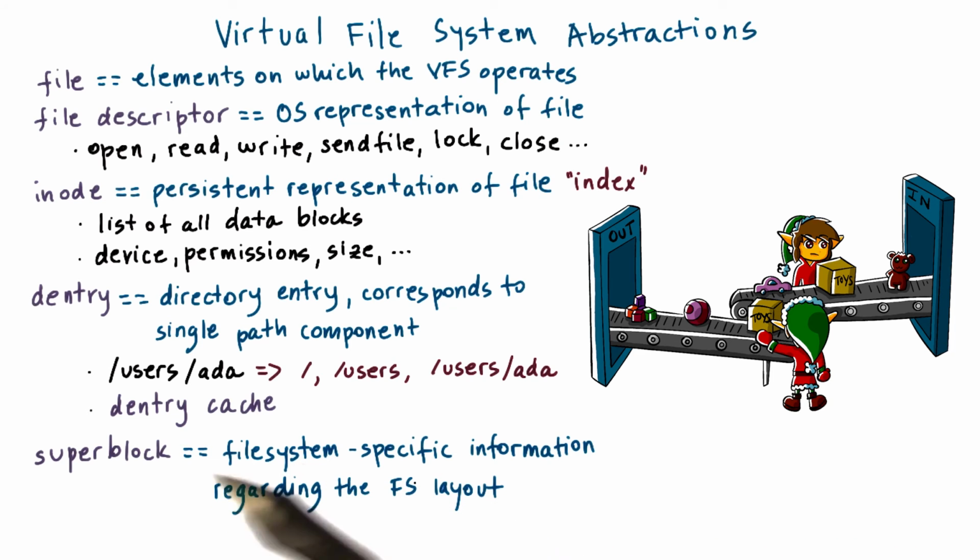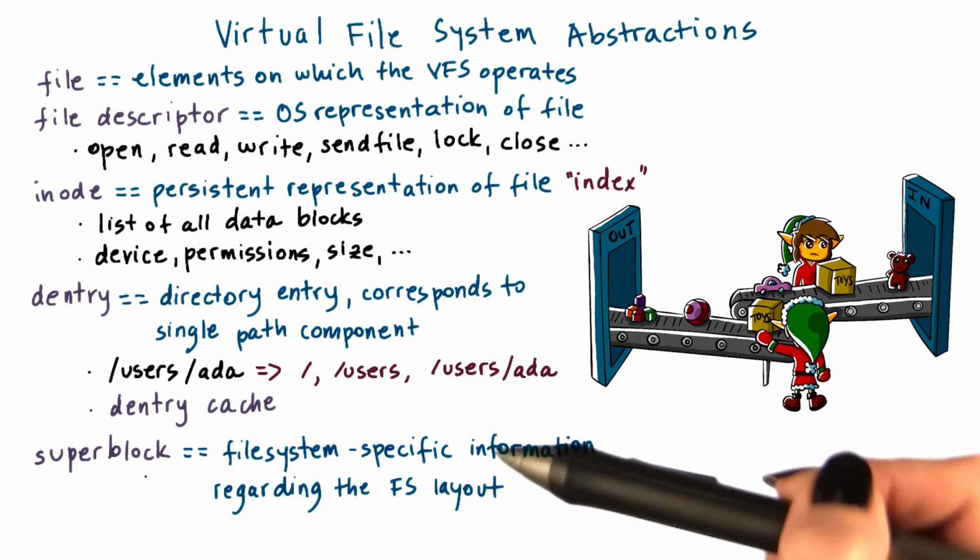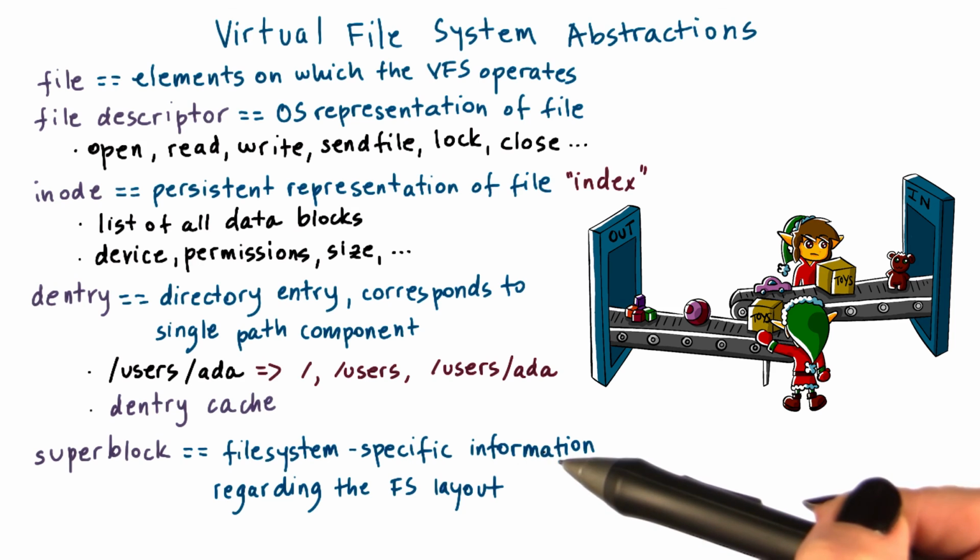Each file system also maintains some additional metadata in the superblock structure that helps during its operation. Exactly what information will be stored in a superblock and how it will be stored differs among file systems, so that's why we say it's file system specific information.